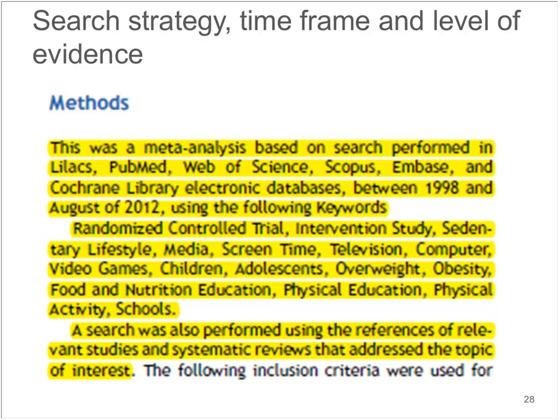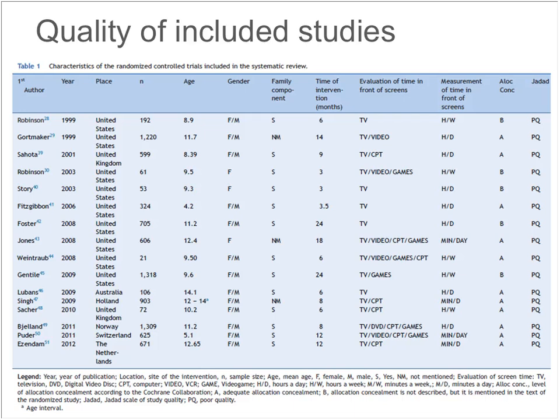They've also told us that in addition to looking for the published literature, which is what that first paragraph is going to get for us, they've looked at the references of relevant studies and systematic reviews as well. And so that is an additional strategy that might pick up studies that were missed in the databases or potentially might pick up unpublished research.